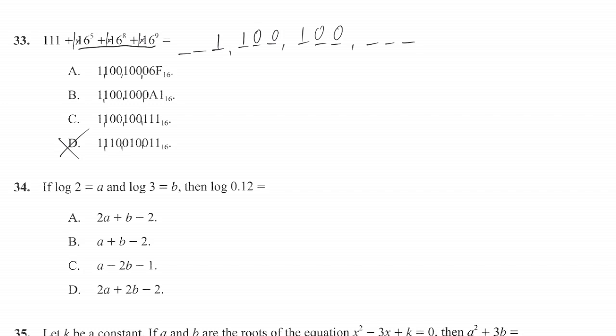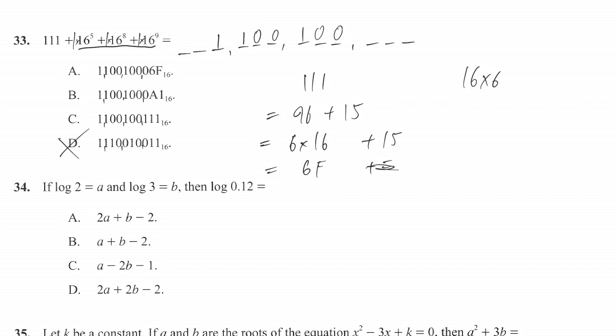Is that okay? The key point is how you change 111 to hexadecimal. You may use your calculator because it's small enough. Okay? So this one is, you just use your calculator, but 111 is equal to 6 times 16 plus 15. So it is 6 and then it is F. 6F. Of course, if you use calculator, you are faster than me.